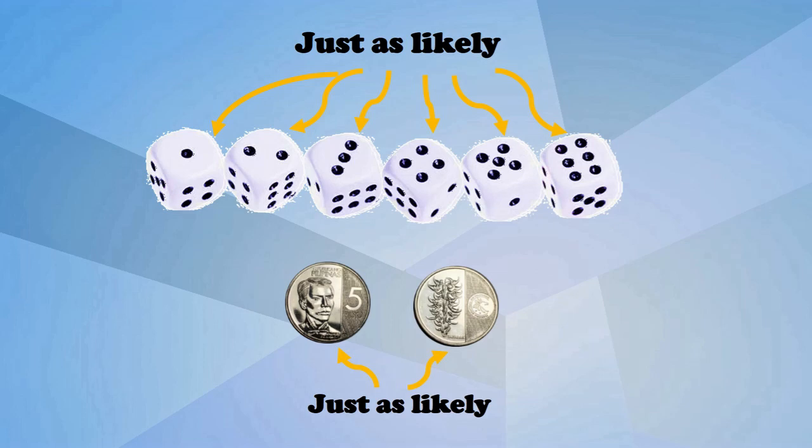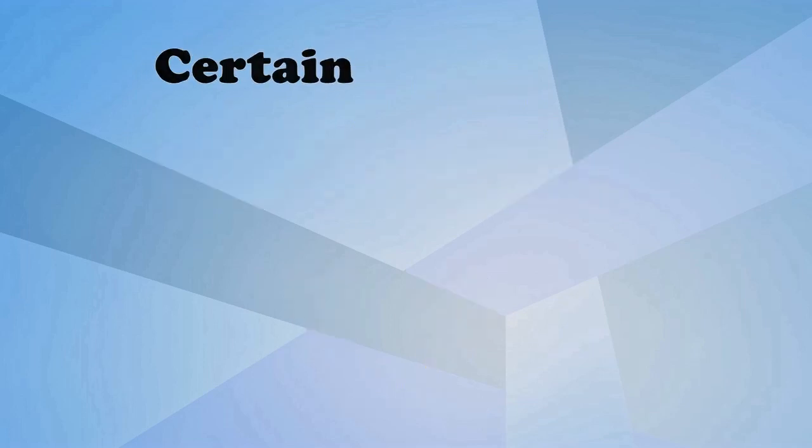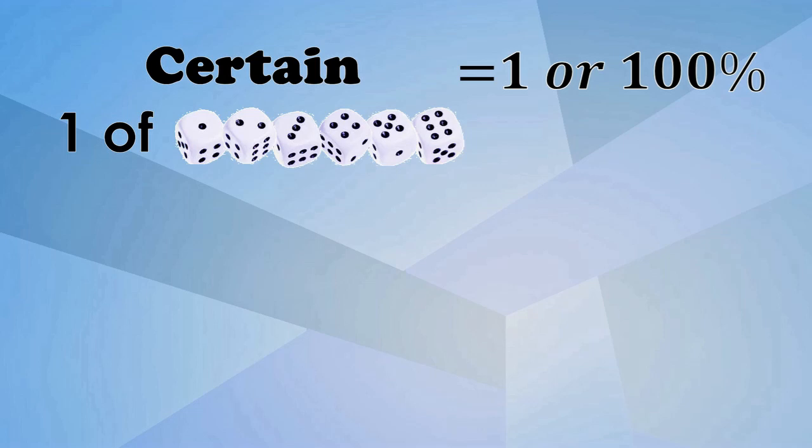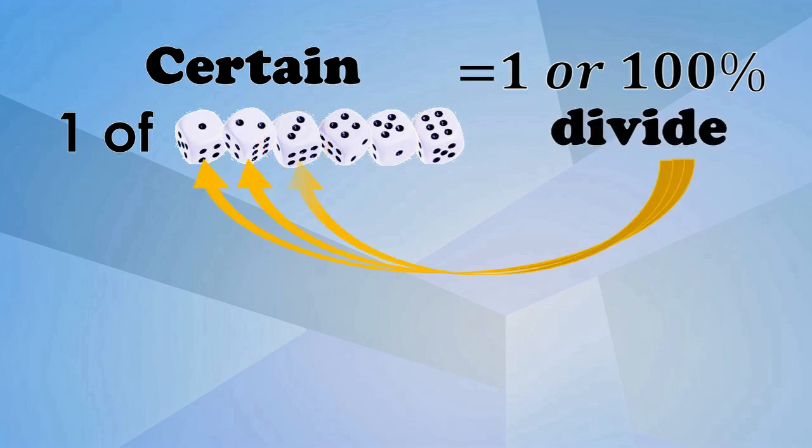One way to think about it is it's certain that one of those 6 sides will land facing upwards, which is a probability of 1 or 100%. But since only one side can face upwards for a given roll, we have to divide up the value among all the 6 possibilities.